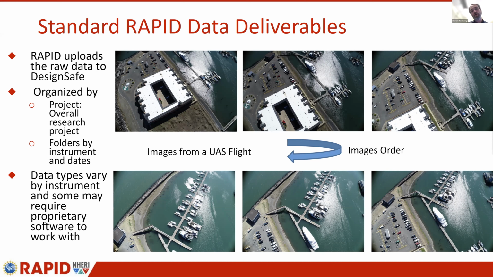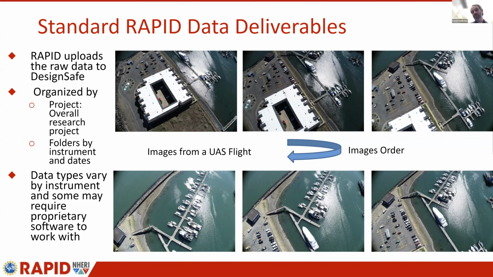The first thing we do for all of our users is push all of that raw data up to DesignSafe. The way that works is we set up a project for the PIs that work with the Rapid facility, if they haven't set up a project already. It's a project for the overall research project that lives in the Data Depot on DesignSafe. We organize a set of folders, usually by instrument, and then subfolders by date. That's where the raw data, really a raw data dump from all of our instruments, gets pushed.